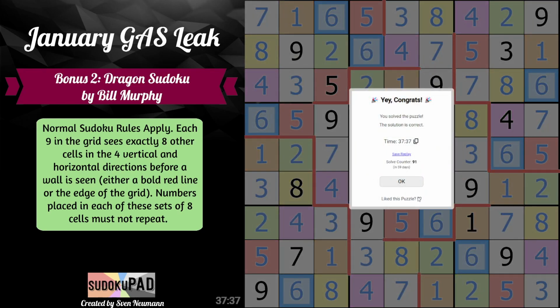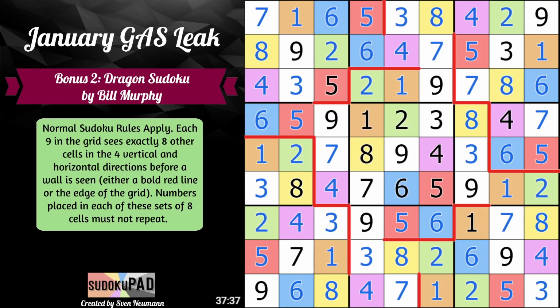And we are done. 37, 37 with Dragon Sudoku by Bill Murphy. Did I need to color code that? Probably not. There was probably a different way to approach that, but you know, it's kind of a nice colorful mess there at the end, and it was quite satisfying to be able to finally resolve all of those colors. But anyways, that was bonus problem number 2 from the January gas leak.